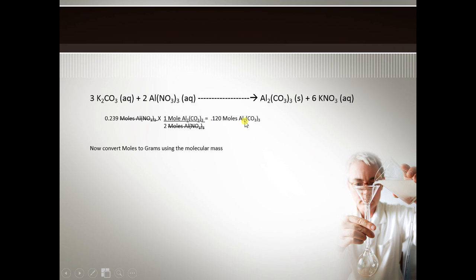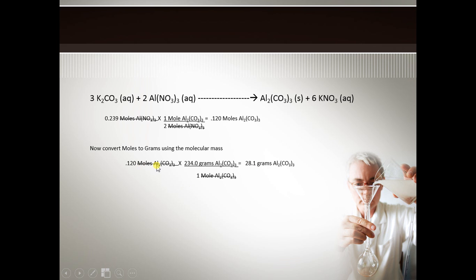We need to find out what the atomic mass of aluminum is. We got 2 of those. What the atomic mass of carbon is. Now remember, we got 3 of these because you've got to multiply through in here, and then we've got 6 of oxygen.